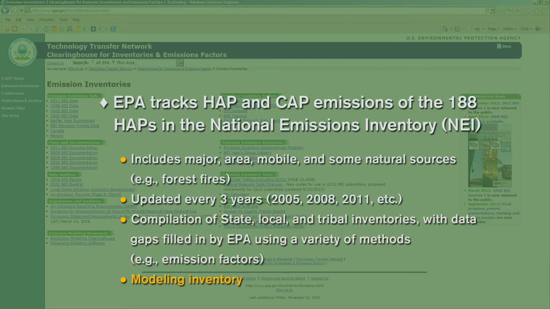The NEI is a modeling inventory. However, state, local, and tribal agencies are only required to report their criteria air pollutant emissions to the NEI. Hazardous air pollutant emissions are not required by EPA.